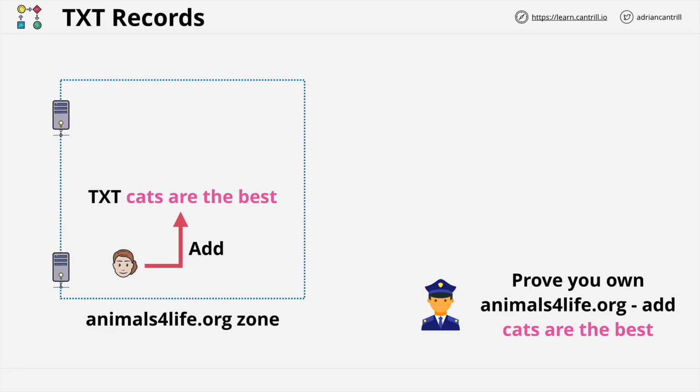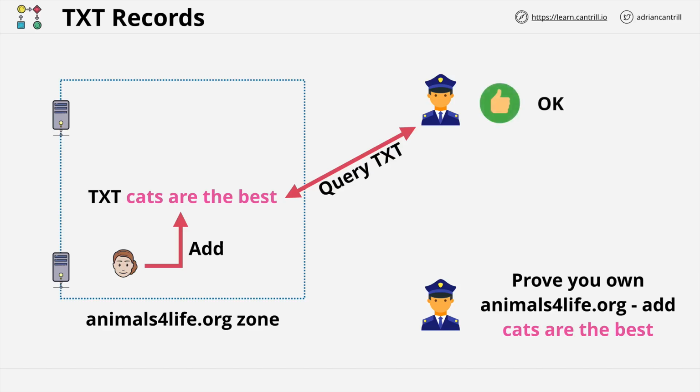And once our admin has done that, the external party, say the Google email system, would query that text data, make sure that it matches the value that they're expecting, and if it does, that would prove that we own that domain and we can manage it. So text records are fairly important in proving domain ownership, and that's one of the most common use cases that you will use the text record type for.